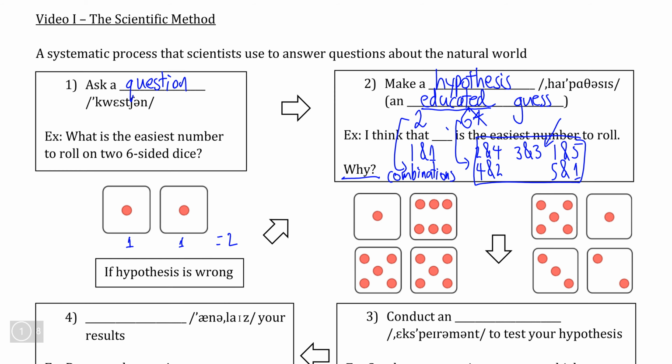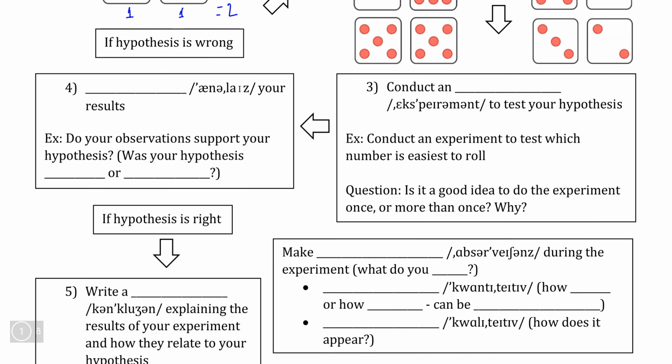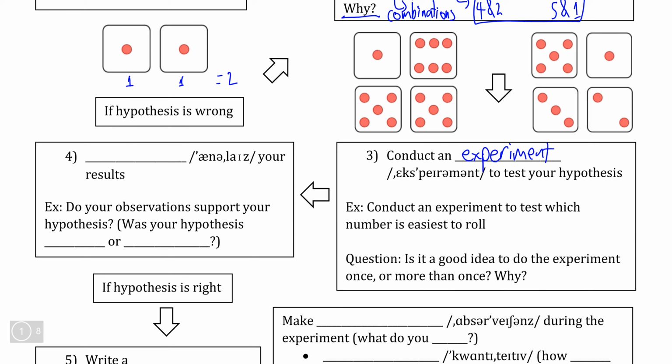Once you've made a hypothesis that makes sense to you, the next step is to actually conduct an experiment, where we actually do something in order to collect data that we can use to support or confirm our hypothesis. And when we're talking about the roll of the dice, there isn't really anything else we can do other than roll the dice a bunch of times. So that's exactly what the experiment is going to do.